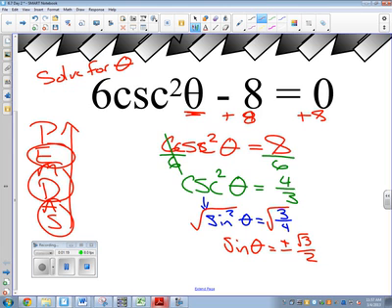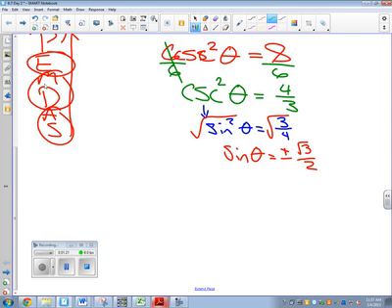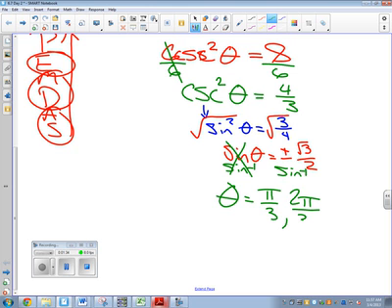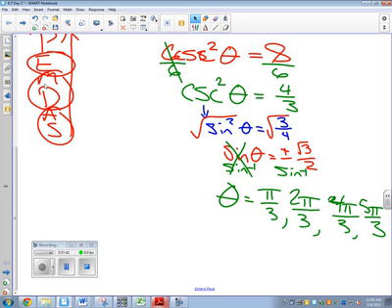So in the end, I'm looking for every answer where my y, since I'm talking about sine, I'm looking for every answer that my y is radical 3 over 2, positive or negative. So my answers are pi over 3, 2 pi over 3, 4 pi over 3, and 5 pi over 3. That one's pretty easy. Those are just kind of your straightforward questions. The hardest part about that one is the square.